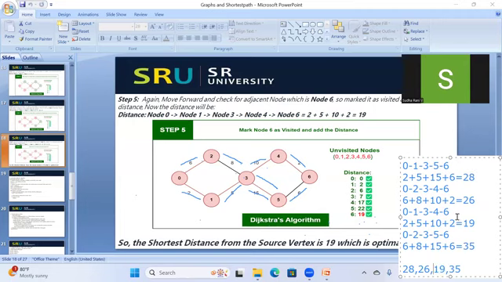To which path did we get 19? We got 19 from path 1, which is 0 to 1, 1 to 3, 3 to 4, and 4 to 6. Like this, we have to calculate for every iteration. We have to balance the visited nodes as well as the unvisited nodes, and check for the shortest path by using Dijkstra's algorithm.